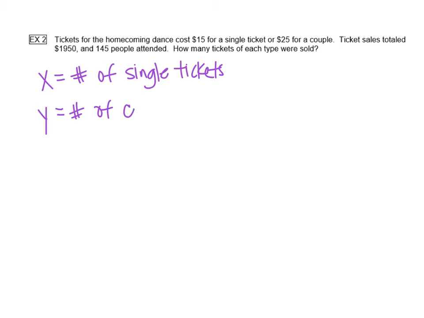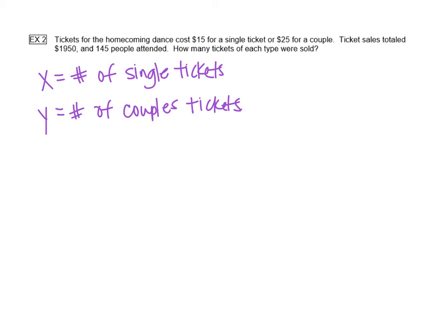So first we define our variables. I'm just going to use X and Y again. So X is going to equal the number of single tickets sold. And Y is going to equal the number of couples tickets.